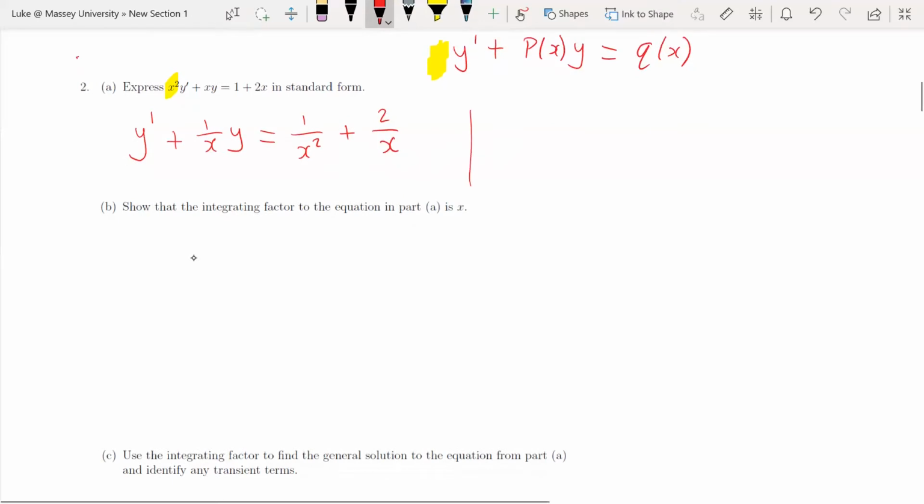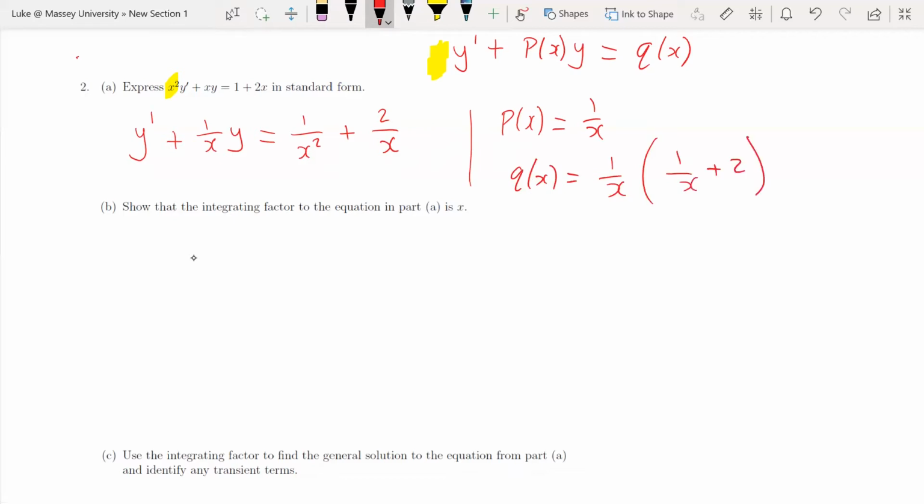So you could identify actually p of x is equal to 1 over x, and q of x is equal to, let's write it like so. So I just pulled out a common factor of 1 over x there.